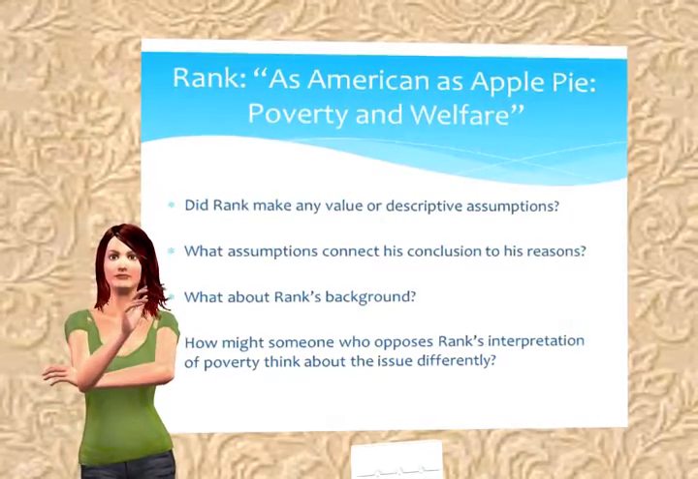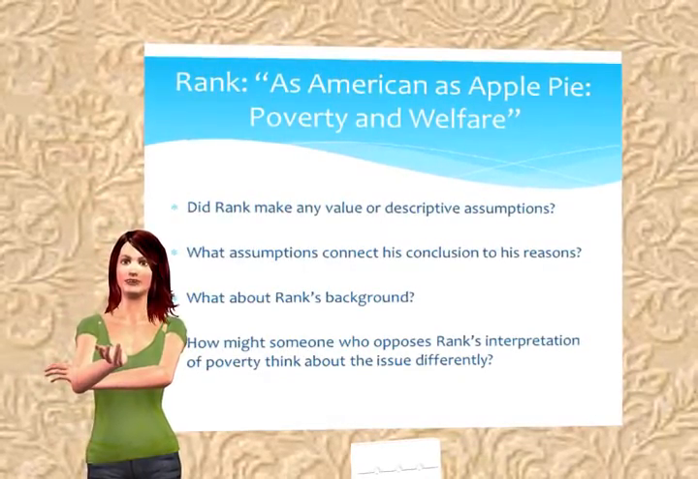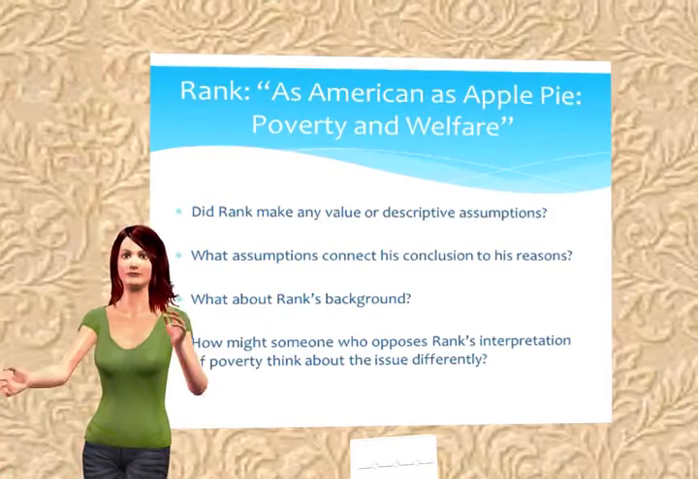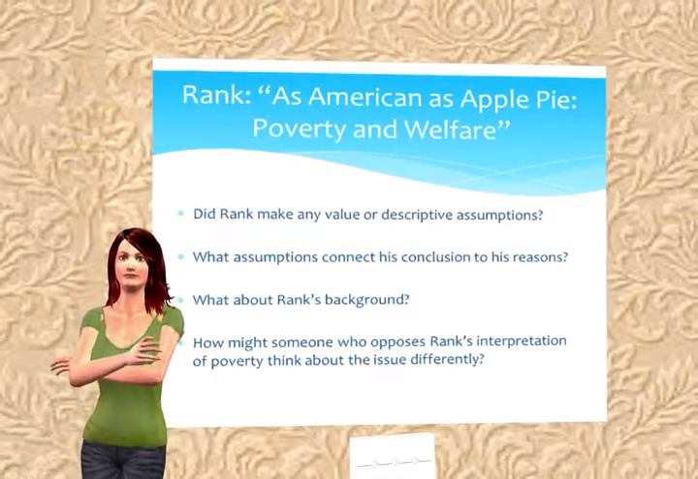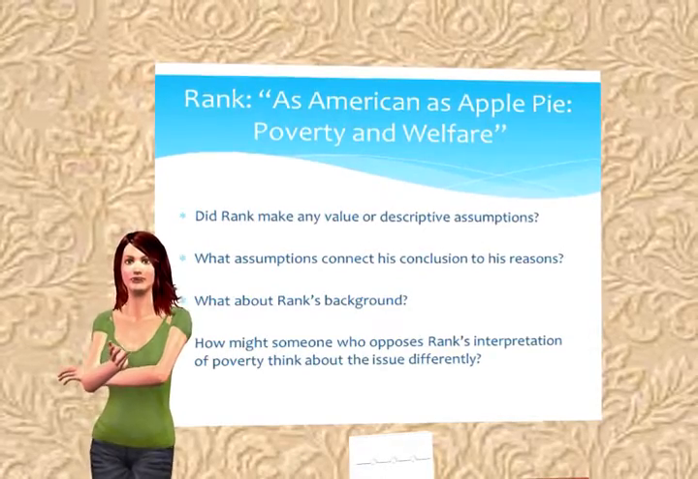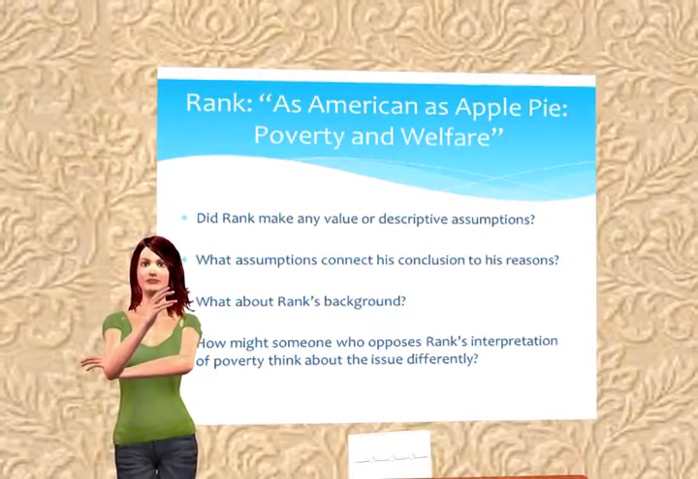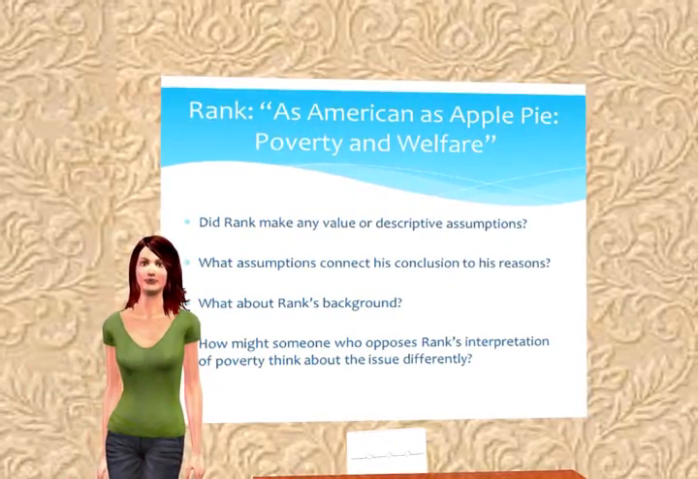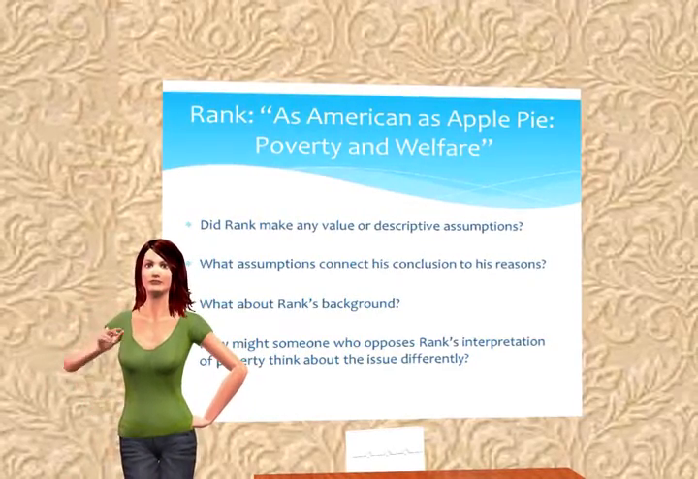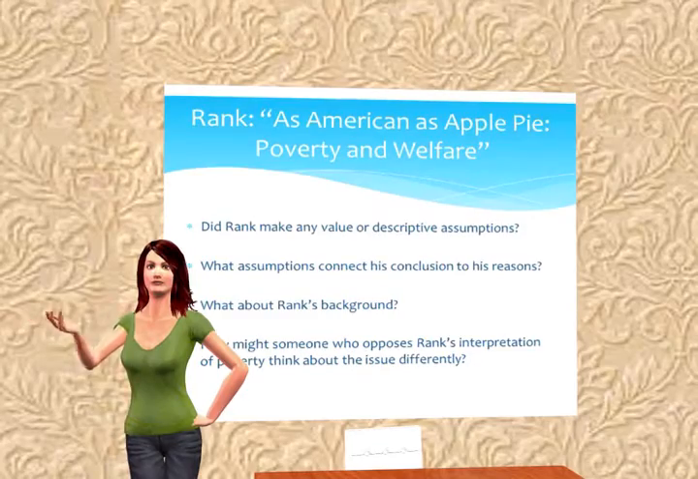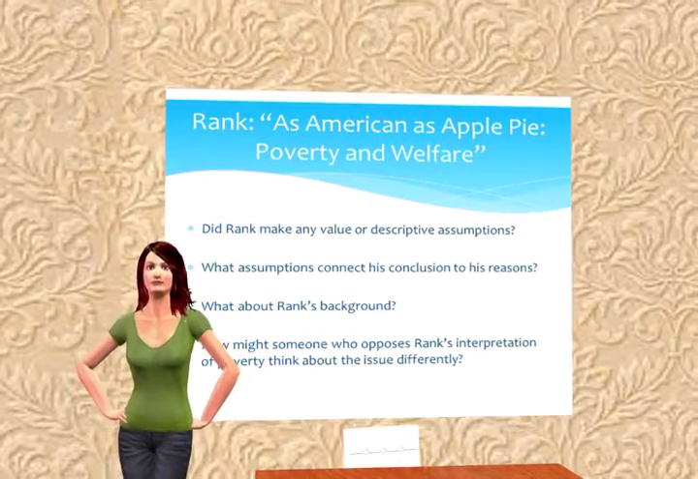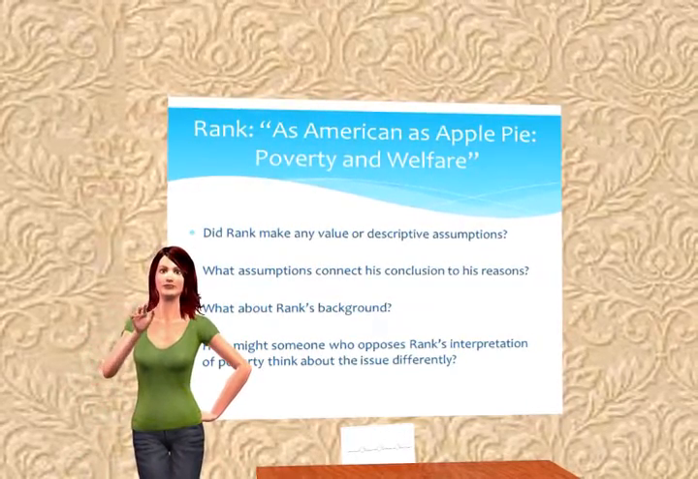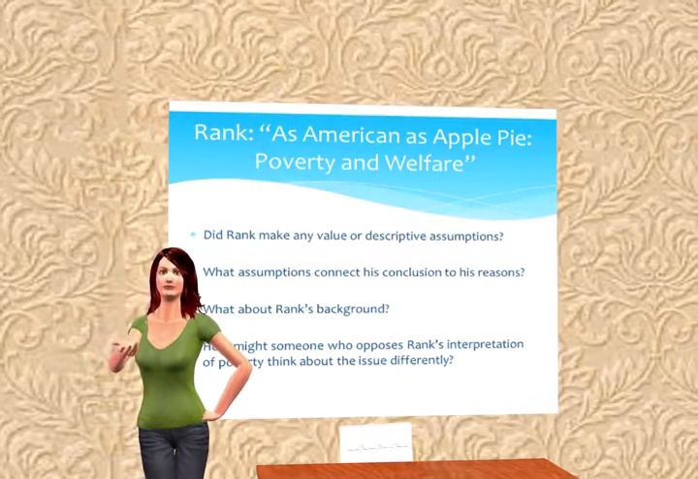So next we want to ask, did Rank make any value or descriptive assumptions? What assumptions connect his conclusion to his reasons? What about his background? He's a sociologist, so is there anything about being a sociologist? I think you guys are probably starting to pick up on this already at this point in the class. Any aspects of his background that might predict that he's going to come to this topic and talk about this topic based on having a particular set of value or descriptive assumptions? And then finally, how might someone who opposes Rank's interpretation of poverty think about the issue differently? So these are some key questions that we can ask to help us identify Rank's assumptions in this particular reading.